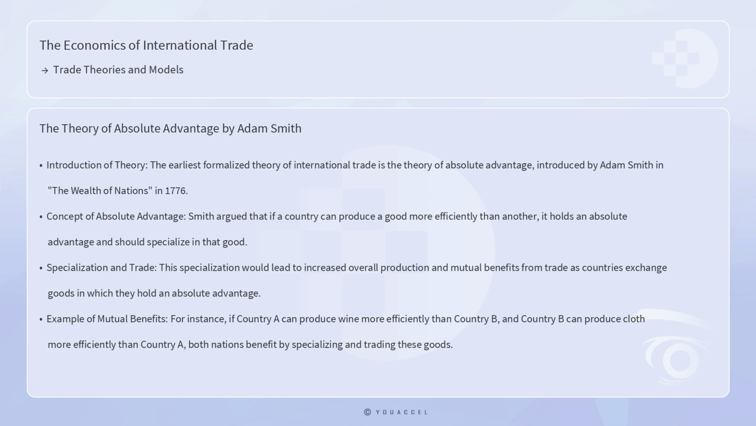The earliest formalized theory of international trade is the theory of absolute advantage, introduced by Adam Smith in his seminal work, The Wealth of Nations, in 1776. Smith argued that if a country can produce a good more efficiently than another, it holds an absolute advantage and should specialize in that good. This specialization would lead to increased overall production and mutual benefits from trade as countries exchange goods in which they hold an absolute advantage. For instance, if country A can produce wine more efficiently than country B, and country B can produce cloth more efficiently than country A, both nations benefit by specializing and trading these goods.